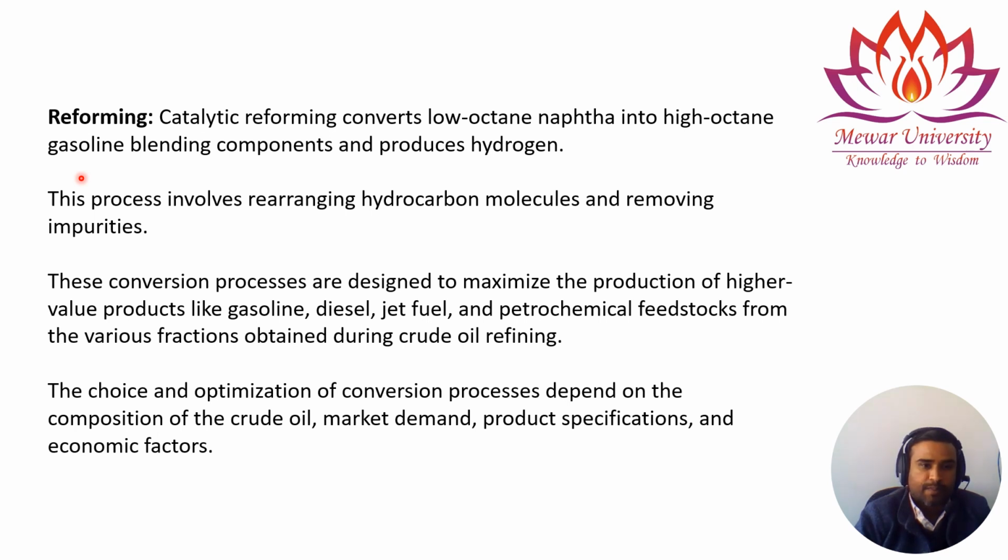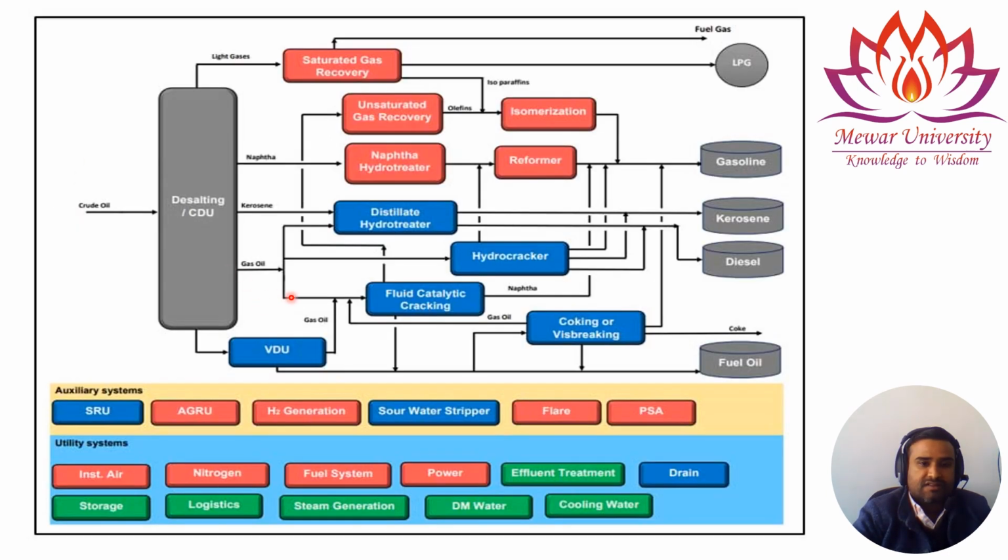other products. So the choice and optimization of the conversion process depends upon the composition of the crude oil, market demand, and product specifications. Say for example, the properties of the different products must meet certain specifications which our client is demanding. And economic factors, we have to see the economic factors also, like the supply, demand, and market value, etc. So coming to the next slide, this is a small process diagram of the reforming in the refinery unit.